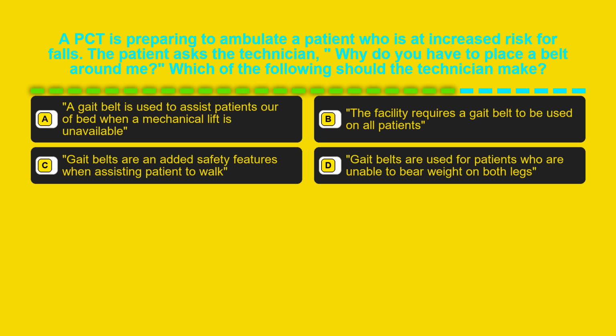The patient asks the technician, "Why do you have to place a belt around me?" Which of the following should the technician say? Option A, a gait belt is used to assist patients out of bed when a mechanical lift is unavailable. Option B, the facility requires a gait belt to be used on all patients. Option C, gait belts are an added safety feature when assisting patients to walk. Option D, gait belts are used for patients who are unable to bear weight on both legs.